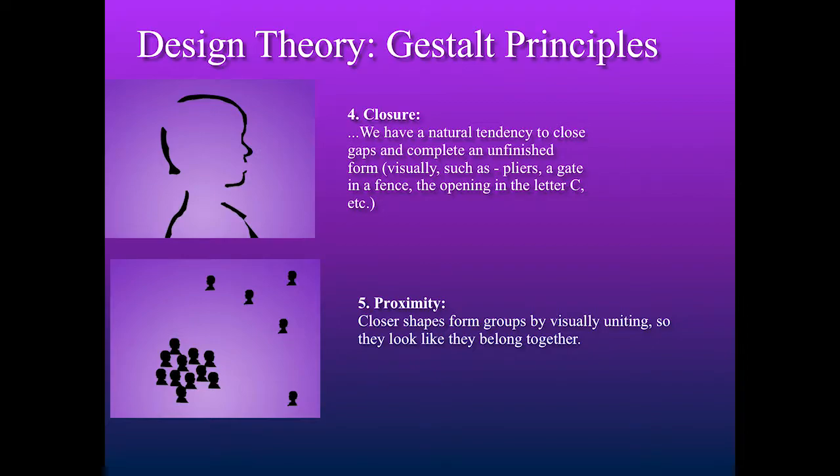Closure. We have a natural tendency to close the gaps and complete an unfinished form visually, such as pliers or a gate in a fence, the opening in the letter C, etc. So here we've got these edges that, although they're not complete, you can tell it is the same person's profile. Proximity. Closer shapes form groups by visually uniting, so they look like they belong together.